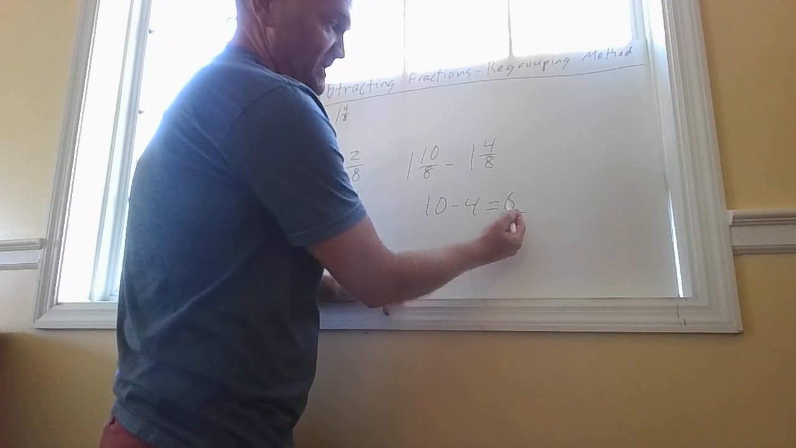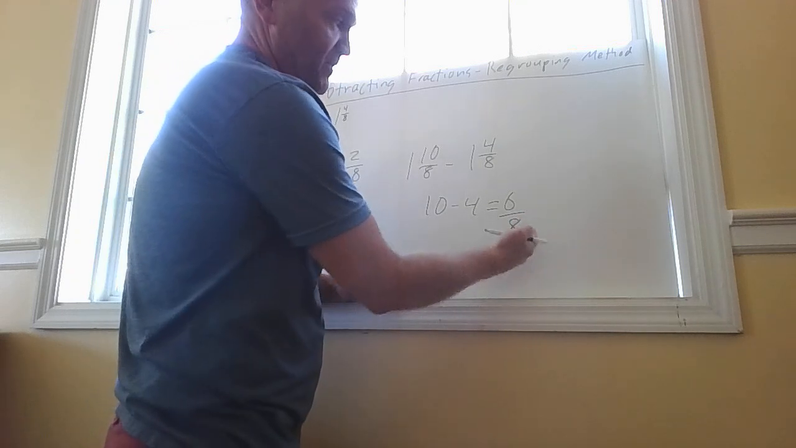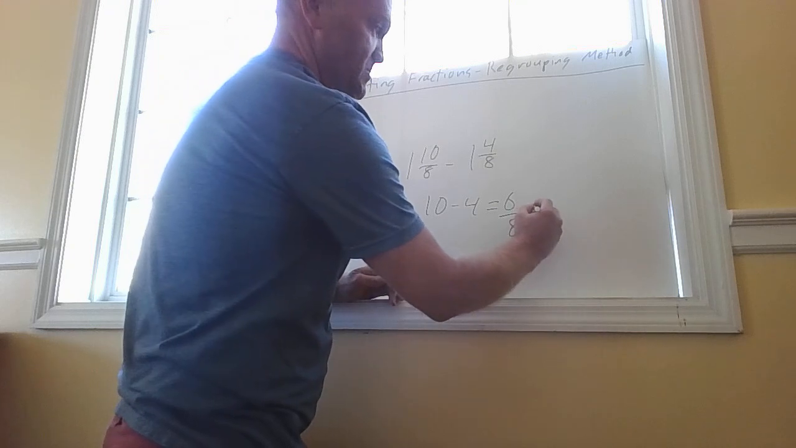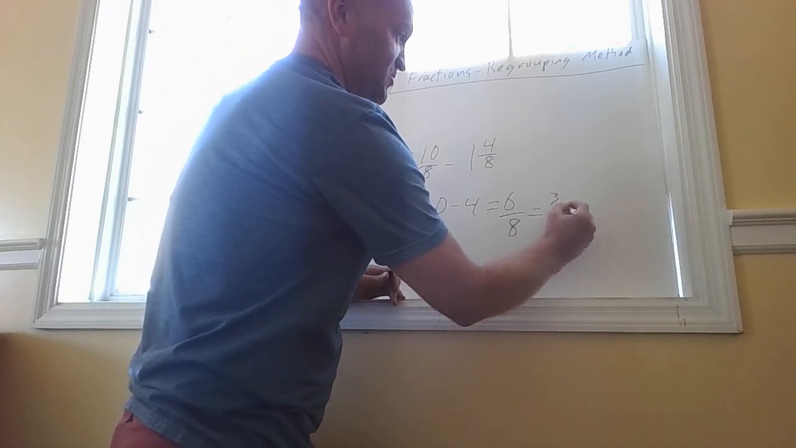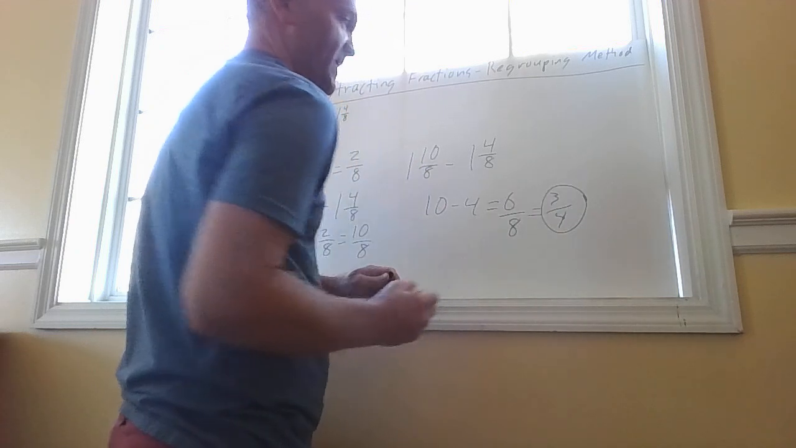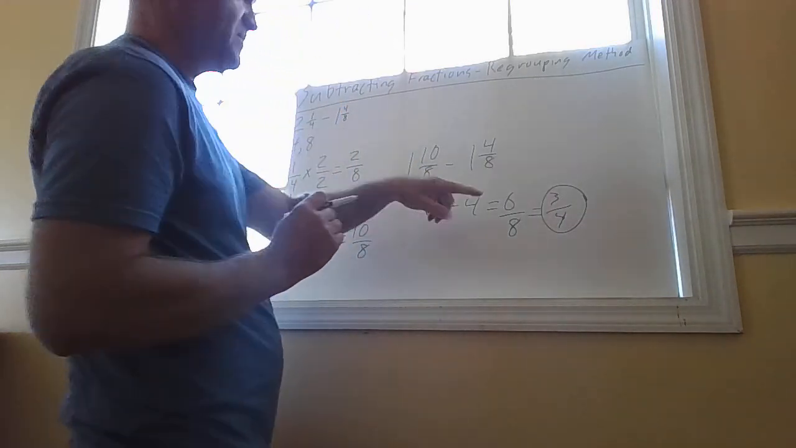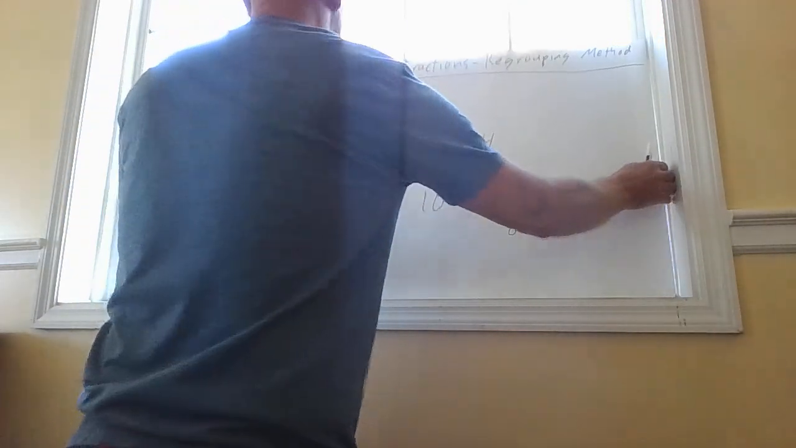Now I need to see, can I simplify my answer? Yes, I can. Both numbers can be divided by 2. So 6 divided by 2 is 3. 8 divided by 2 is 4. And so the difference of my original problem is 3 over 4, or 3/4.